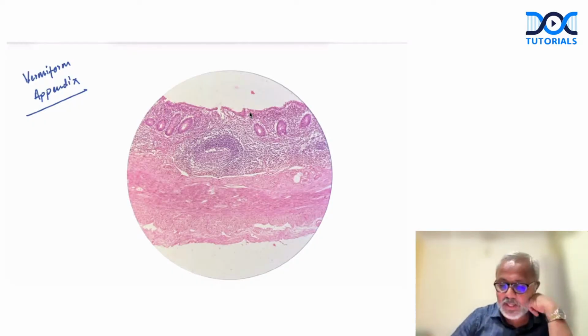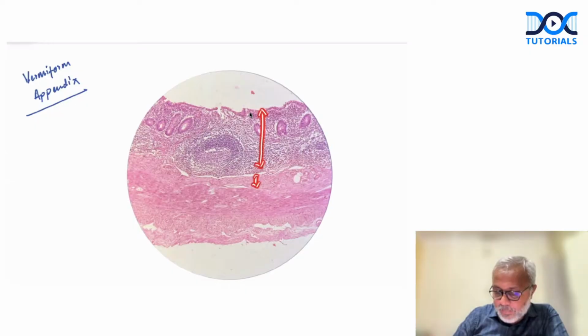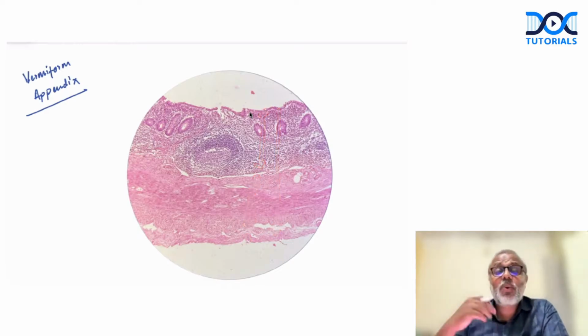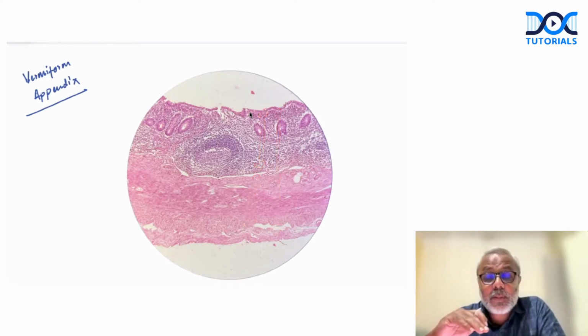So remember, we can see 4 layers of GIT: the mucosa, then the submucosa, the muscularis externa, and then we have the serosal layer. So all 4 layers are visible here. This is the first point. But how do I say that this is the slide of vermiform appendix and not the slide of esophagus, nor stomach, nor small intestine?